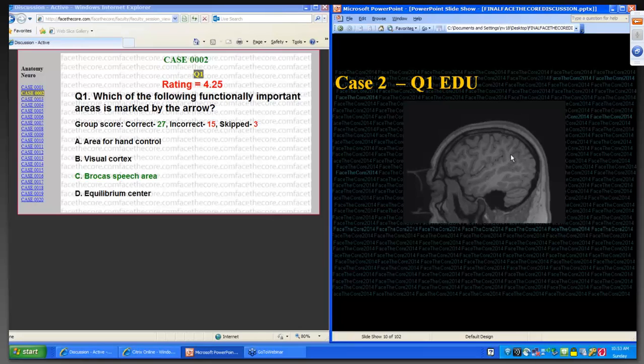In this location is where you're going to have your receptive speech, and then there's a tract, the arcuate fasciculus, which goes like this, and it's sort of Wernicke's to Broca's area. So the correct answer there was C, Broca's speech.